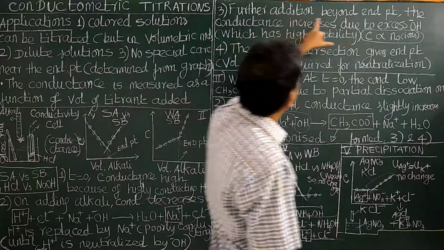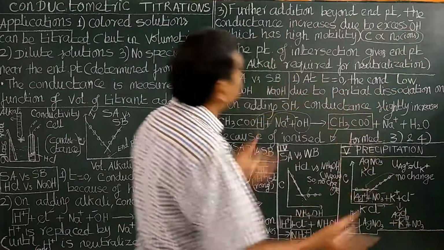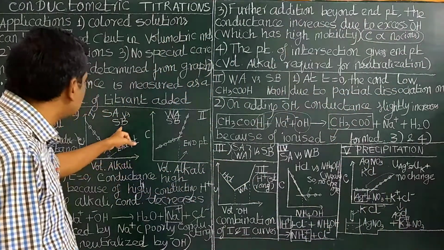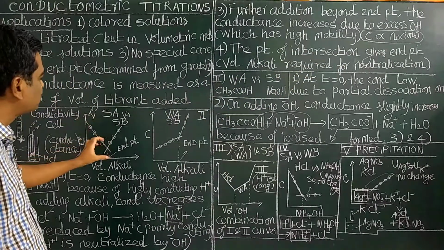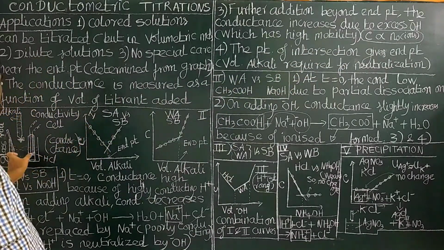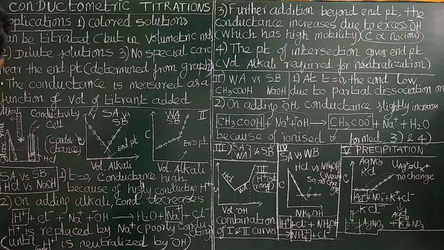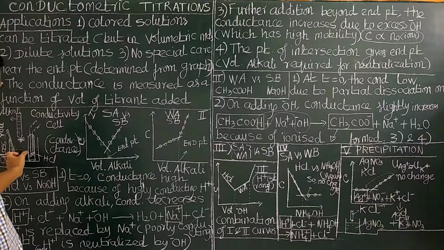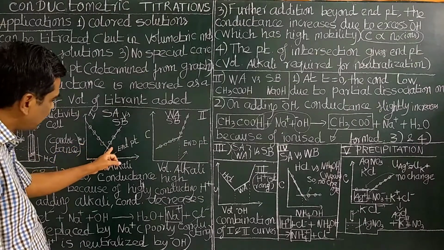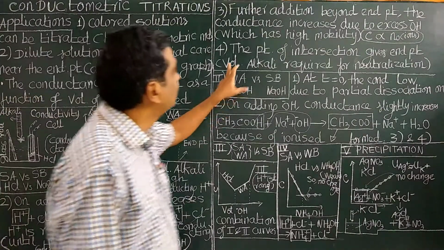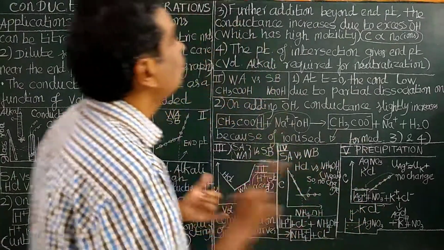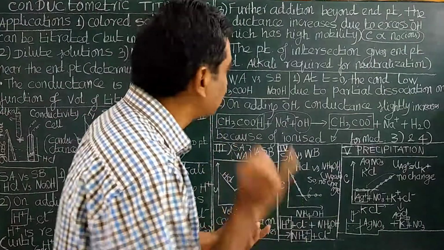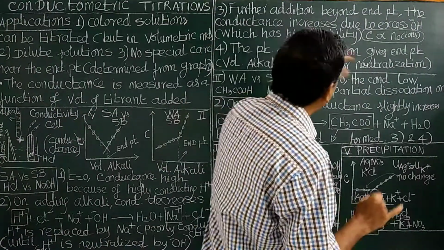Further addition of alkali beyond the end point increases the conductance, due to the excess OH minus ion present in the solution, because all the HCl is neutralized. Therefore, the excess OH minus ion increases the conductance. Now, remember, conductance depends on 2 factors. One is the mobility of the ion.